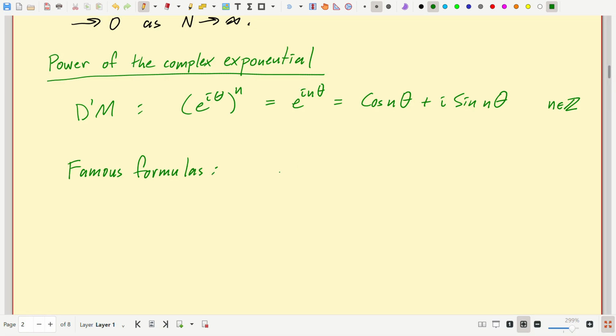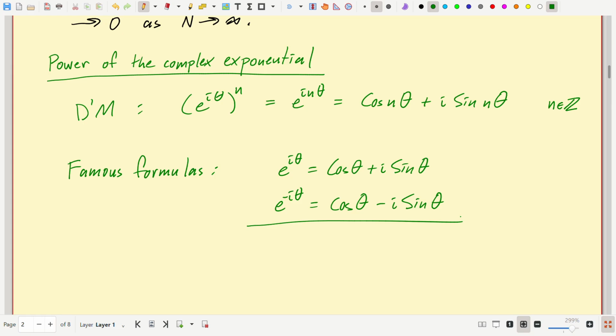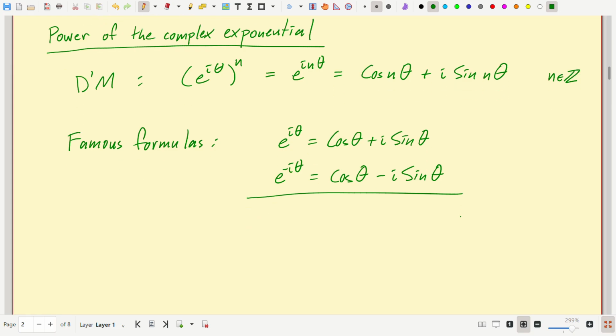Let's see. So we have e to the i theta is cosine theta plus i sine theta. We have e to the minus i theta is, well, cosine minus theta is cosine theta, sine minus theta is minus sine of theta. And Euler looked at that for about, in his case, probably seconds, and realized if I add those two together, the sine thetas cancel.